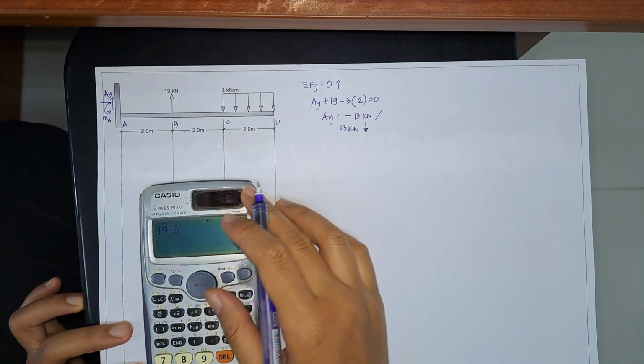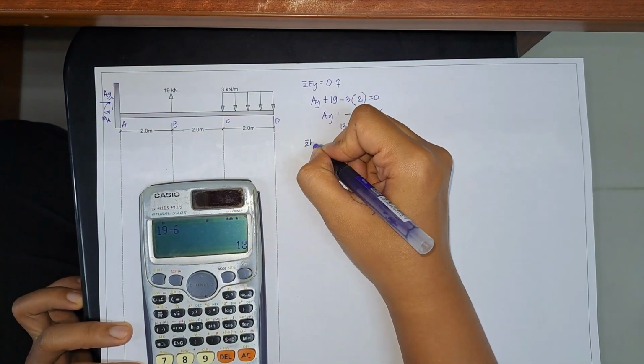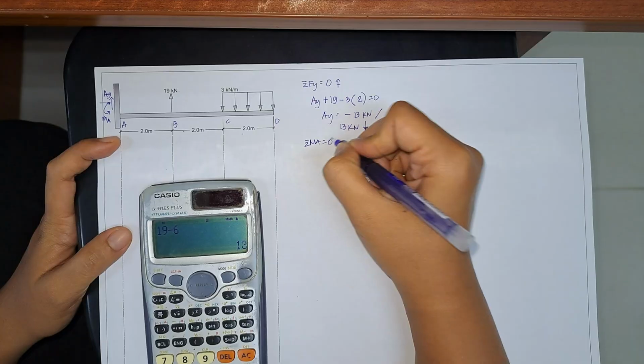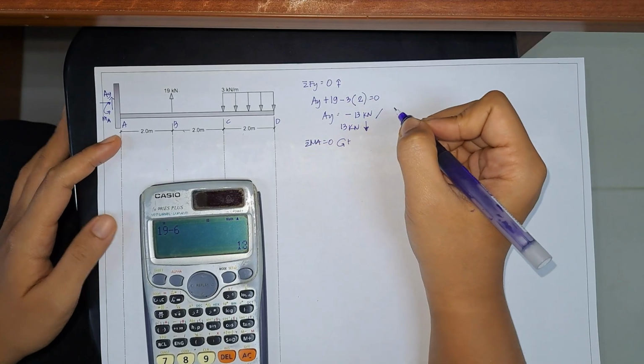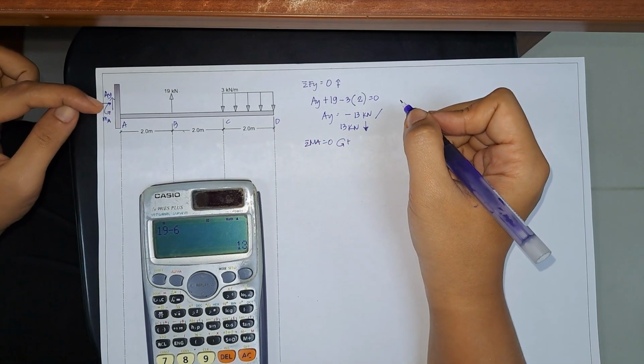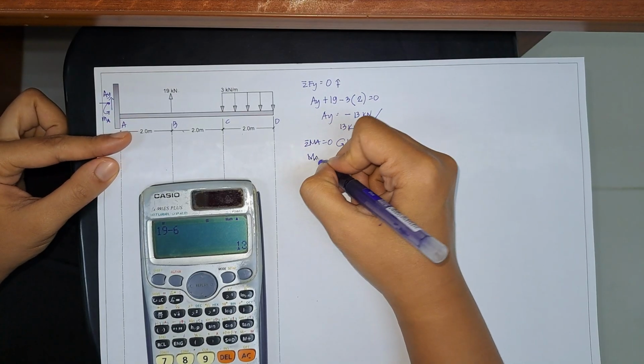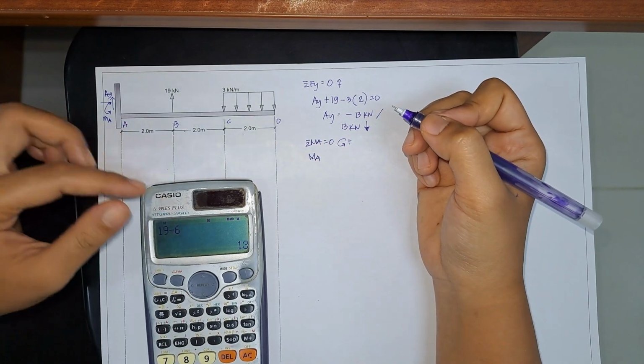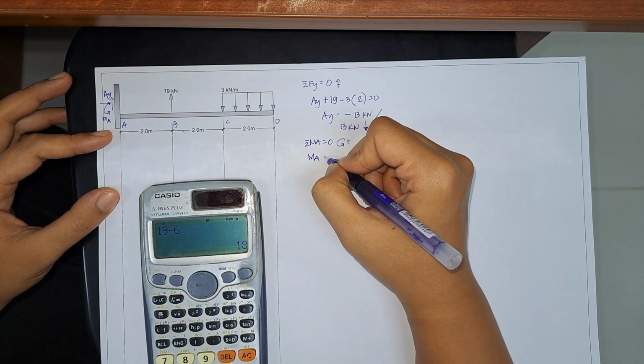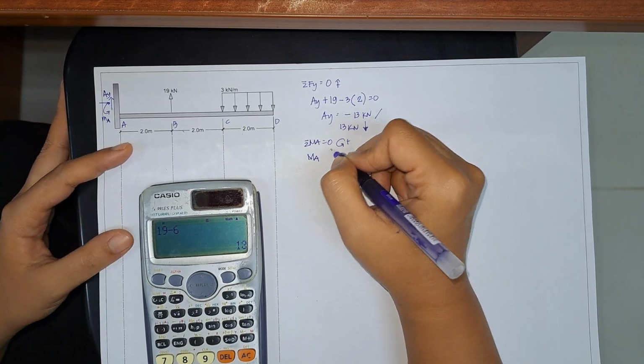Okay? And then, taking the summation of moment at point A is equal to 0. Counterclockwise positive. So, unahin na po natin ito. In-assume natin na counterclockwise siya. So, okay lang naman kahit mali yung assumption natin later on kasi mako-correct siya through our answer here.